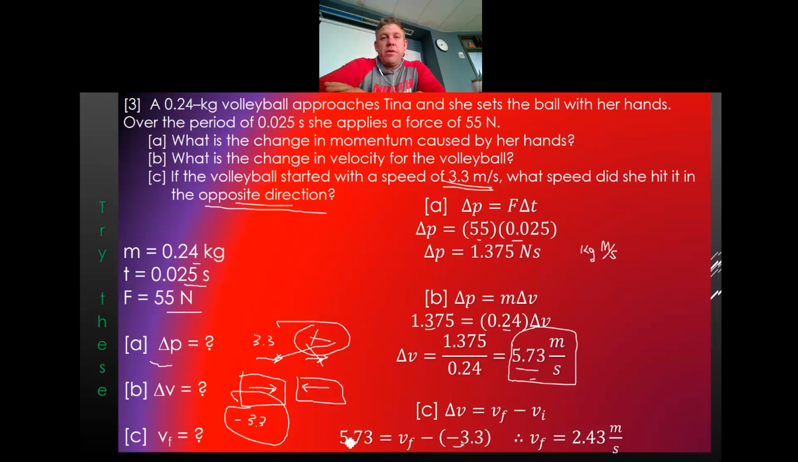So I took my 5.73 equals VF minus a negative. Remember, minus a negative means this becomes a positive for us, right? So then we subtract off 3.3 from the 5.73. The final velocity that she hits this with, going the opposite direction, is 2.43 meters per second. Okay? And again, part C there, I'm not going to ask that one on a test. I just wanted to see if you could run that thing and understand kind of the directionality of it for us. Okay?